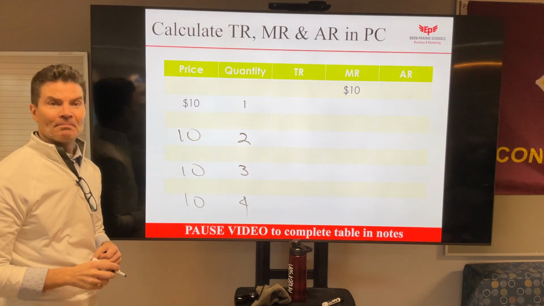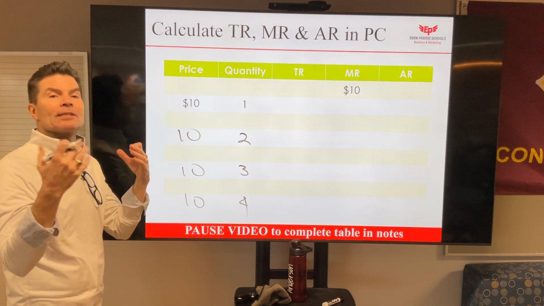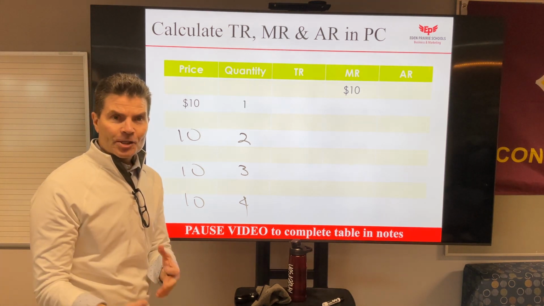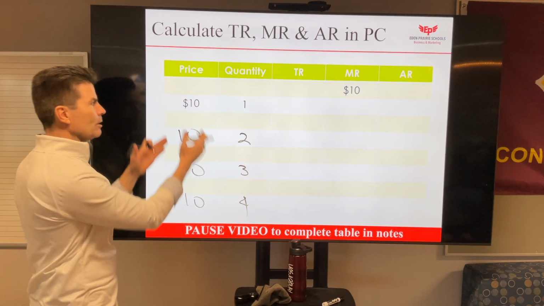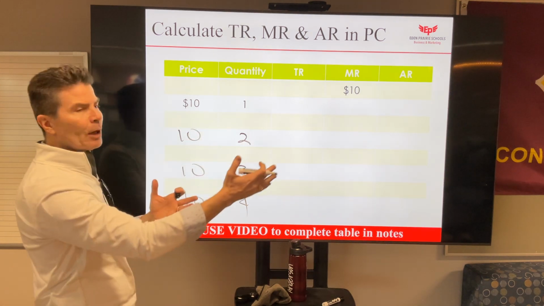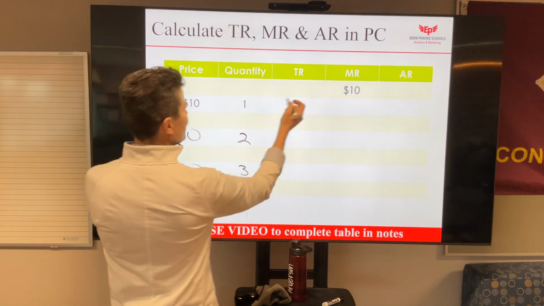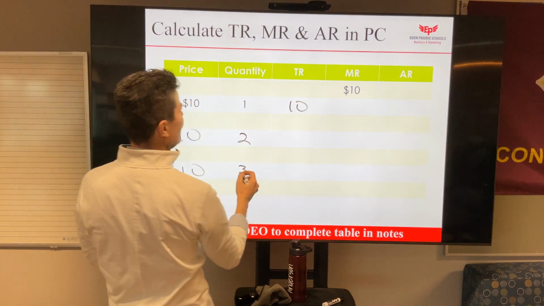10, 10, 10, 10. And again, the reason is because I'm perfect competition and I am a price taker. So every single product that I sell is the same exact price. Well, now we just have to do calculations. And so you have this in your notes. And so as to do the calculations, this is $10.